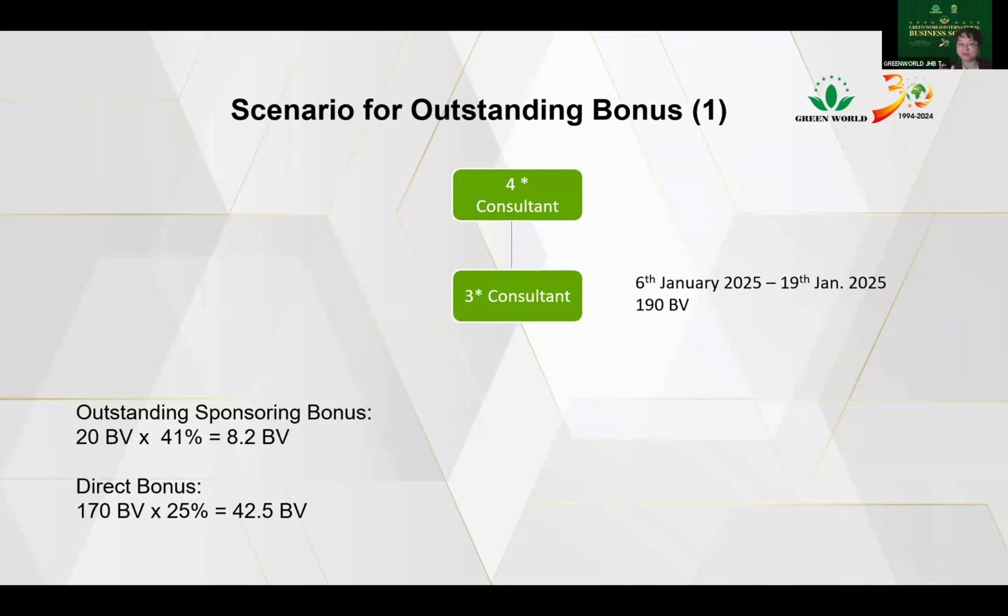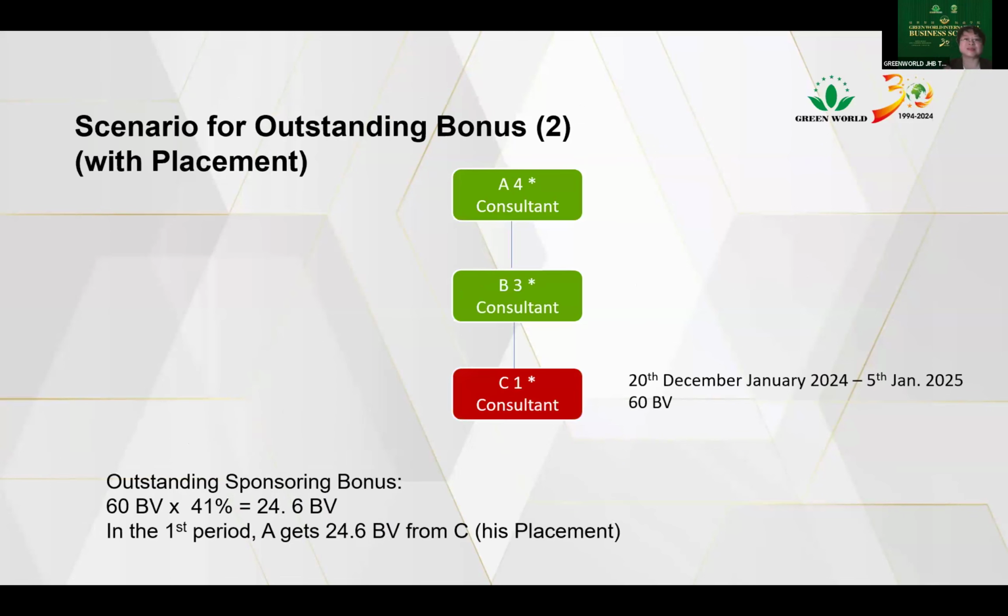So 20 BV times 41%, 8.2 BVs goes as the outstanding sponsoring bonus to the upline. And also the direct bonus, 170 BV times 25%, then 42.5 BVs as the direct bonus goes to the star 4 consultant during the second period. So this is what happens in this scenario. Okay, let's go to another one.